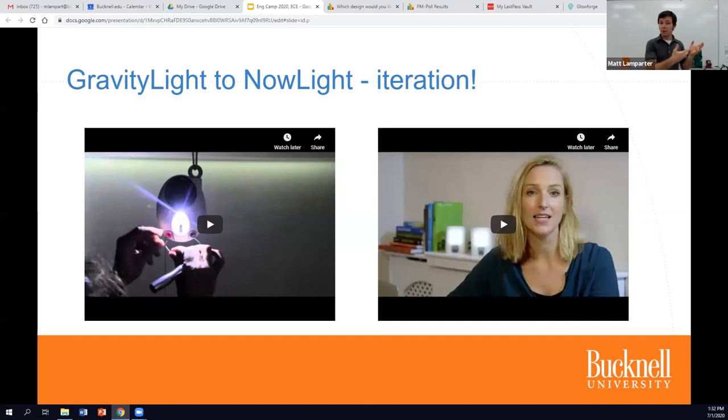A big thing in engineering design is the concept of iteration. You don't just design something and say, okay, good, it's done. You do a first pass and you say, okay, did it do what we want it to do?